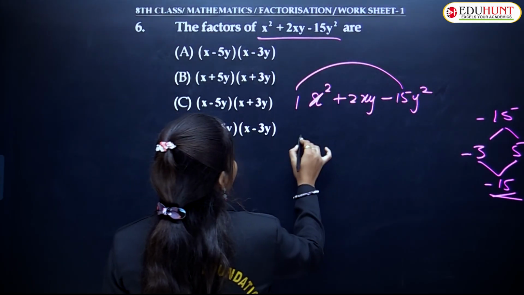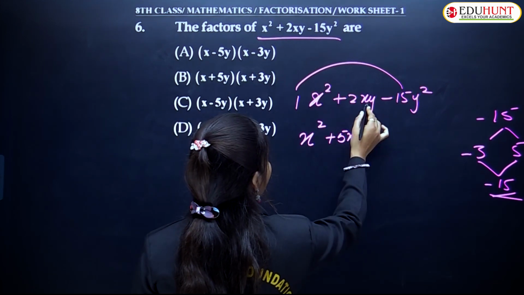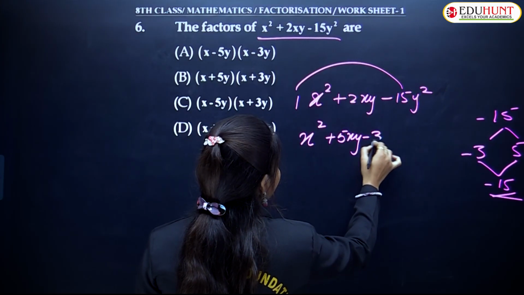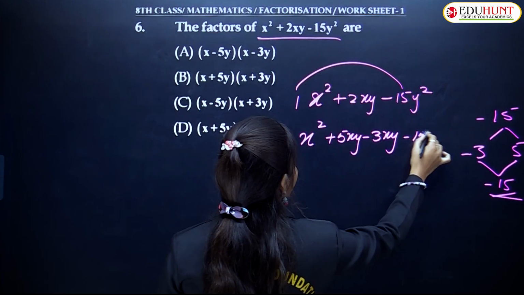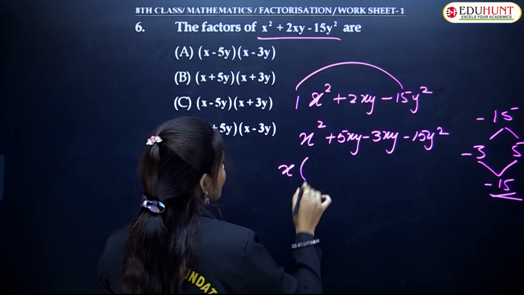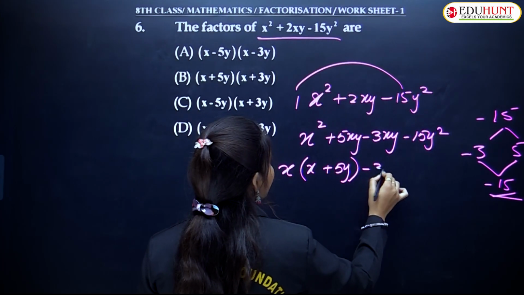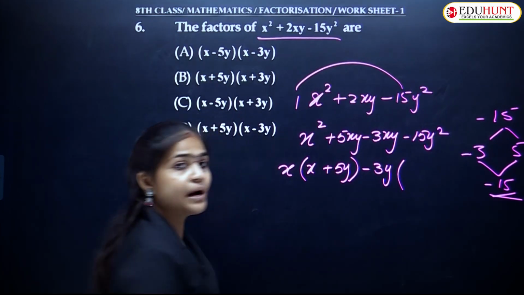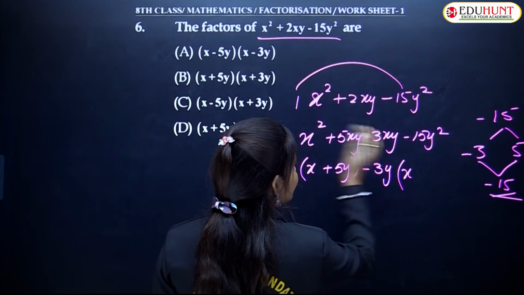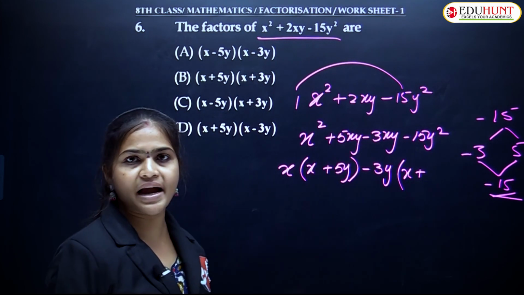See here, x square we can write as plus 5xy, because the coefficient of xy is 1, so we write xy. Minus 3xy minus 15y square. From the first two terms, take x as common, so x plus 5y. And here take minus 3y as common. The leftover is x, and minus into plus gives again a minus.